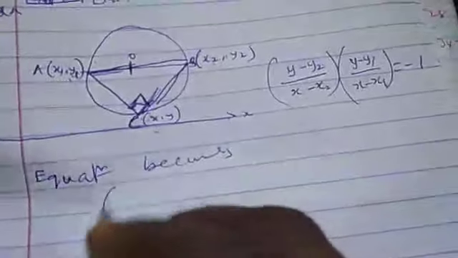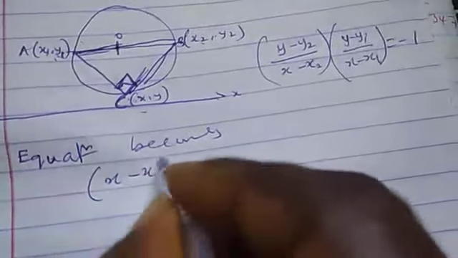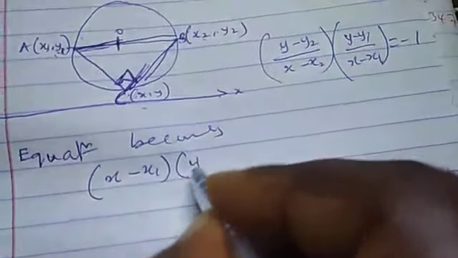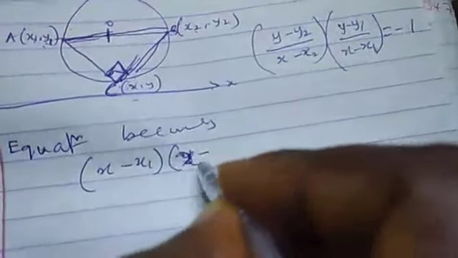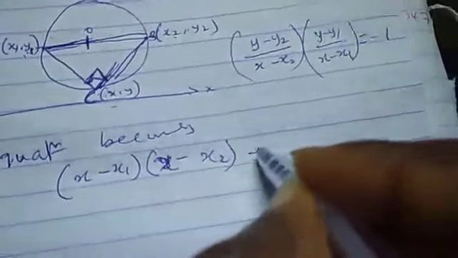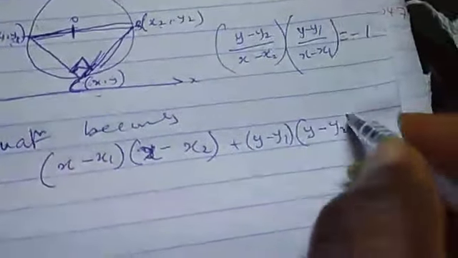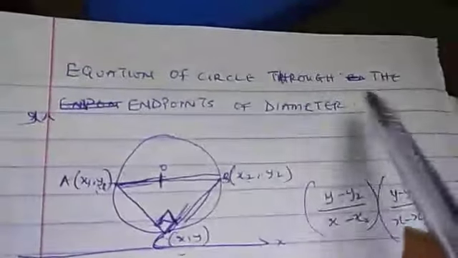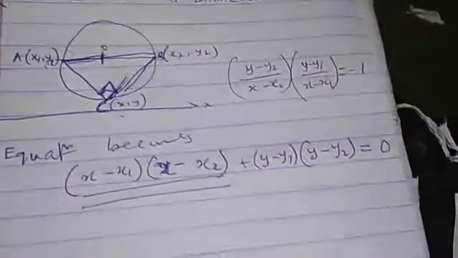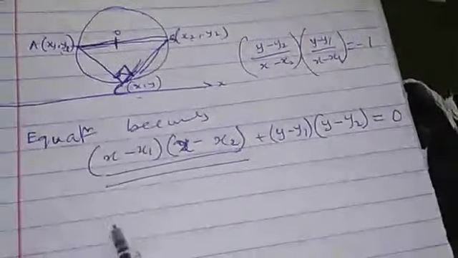becomes (x minus x1)(x minus x2) plus (y minus y1)(y minus y2) equal to 0. So this is called the equation of a circle through the endpoints of a diameter. When the endpoints of the diameter are given, we make use of this formula.